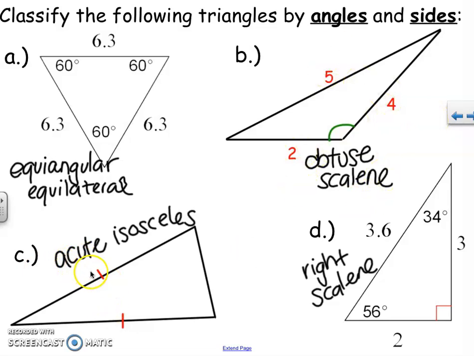On part C, I noticed it was isosceles, and then I noticed all these angles were smaller than 90, so it'd be an acute triangle. And then lastly, I've got a right angle, so a right triangle, and then all sides were different, so scalene. Okay.